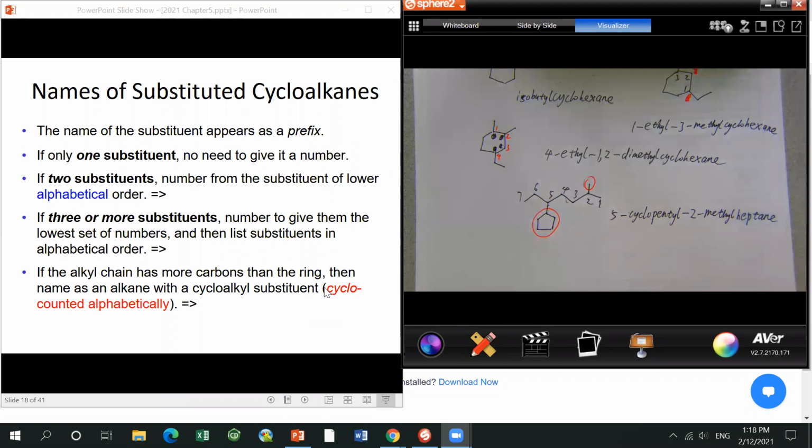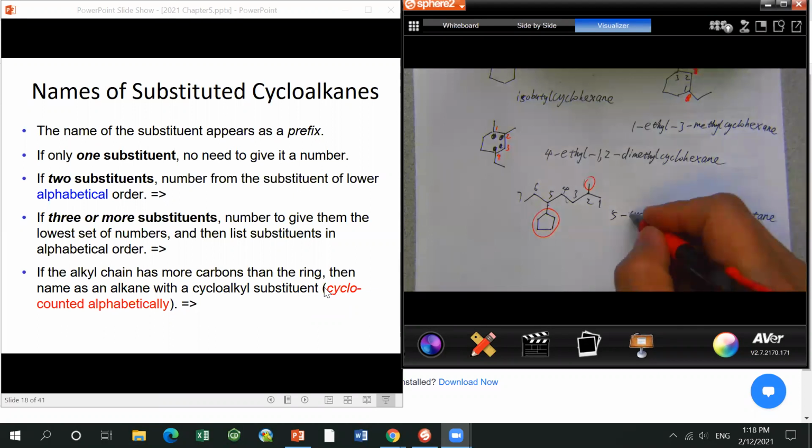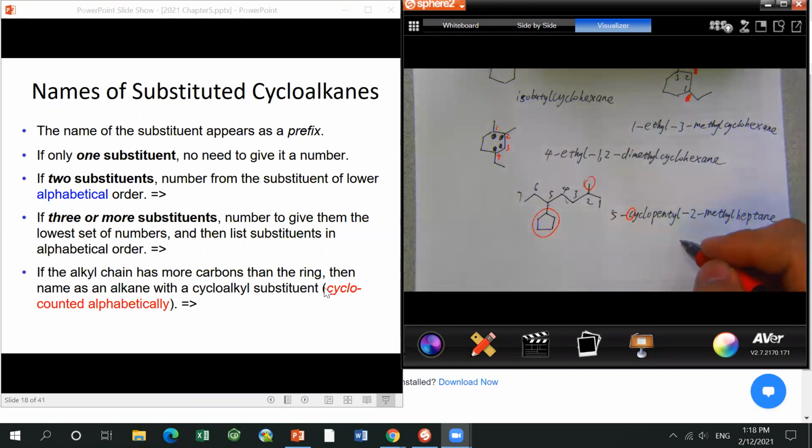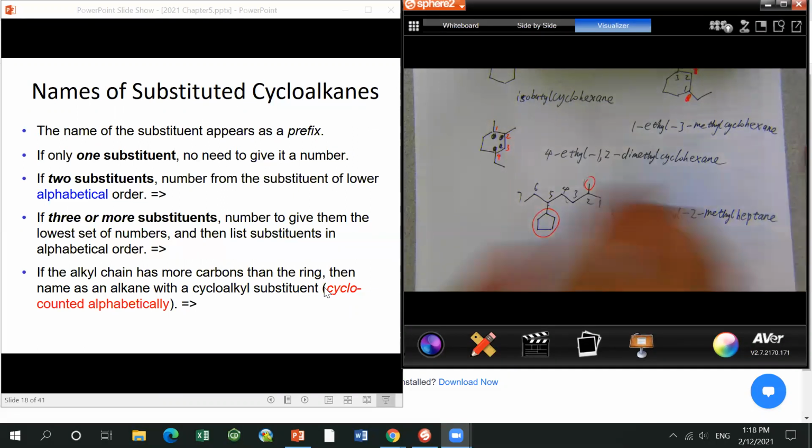Here just keep in mind, most of the time if you see di-, tri-, and so on, you don't need to count them in the alphabetical order. But cyclo, the C, does count in alphabetical order. So cyclo comes before M, so you put the cyclopentyl before the methyl. That's something to keep in mind.